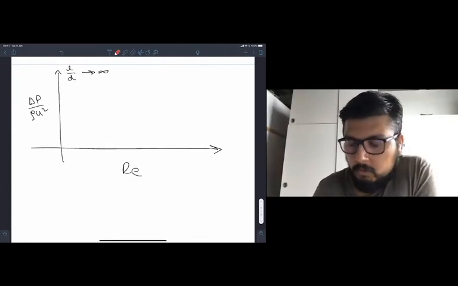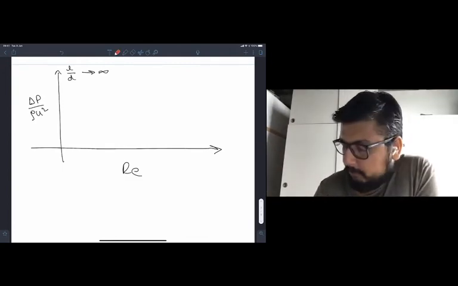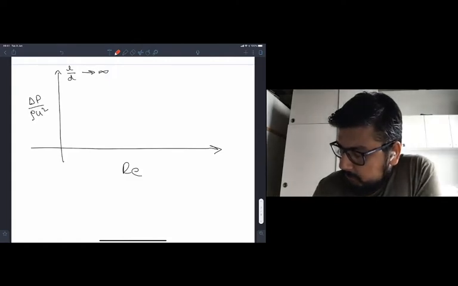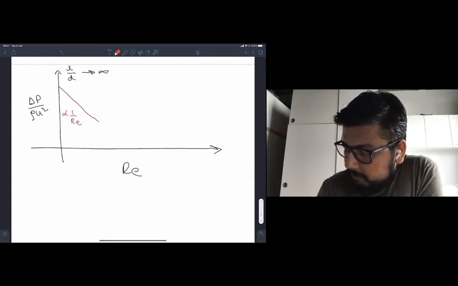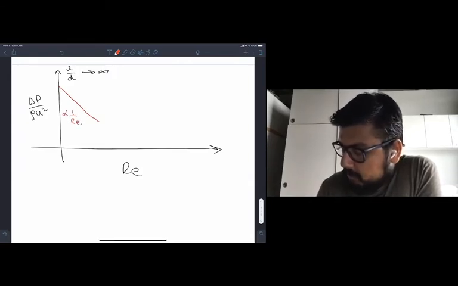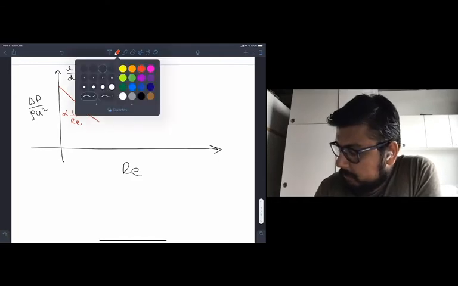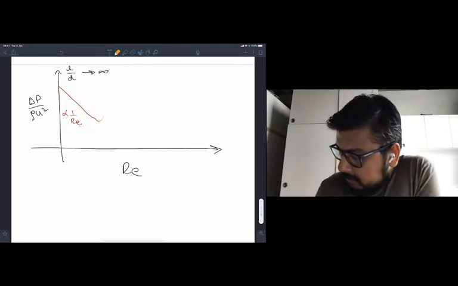So if now we go on and plot the results over here, what we find is for low Reynolds number, we get an inverse relation between pressure drop and the Reynolds number. In the intermediate range, we actually get an increase.